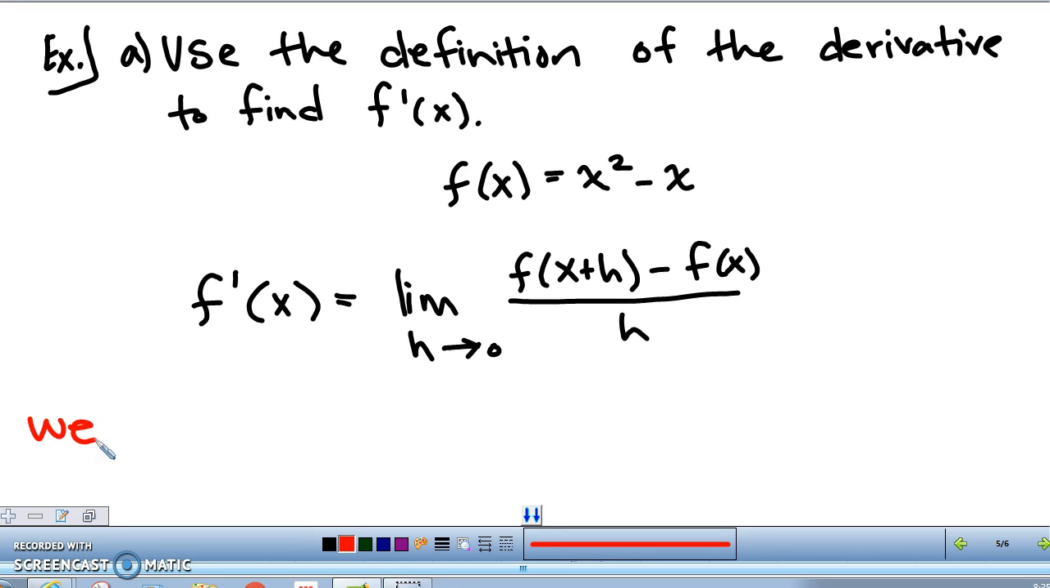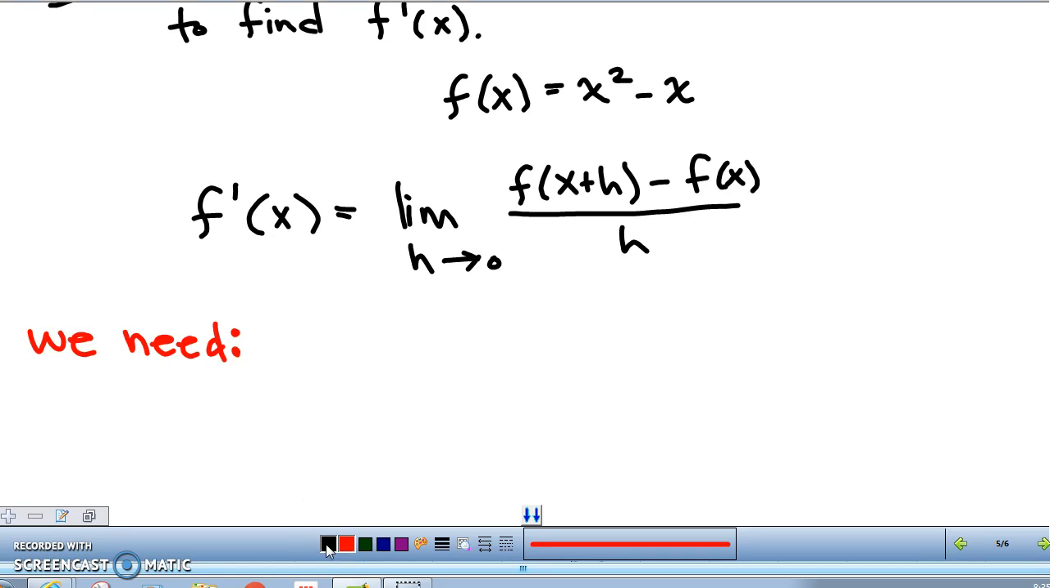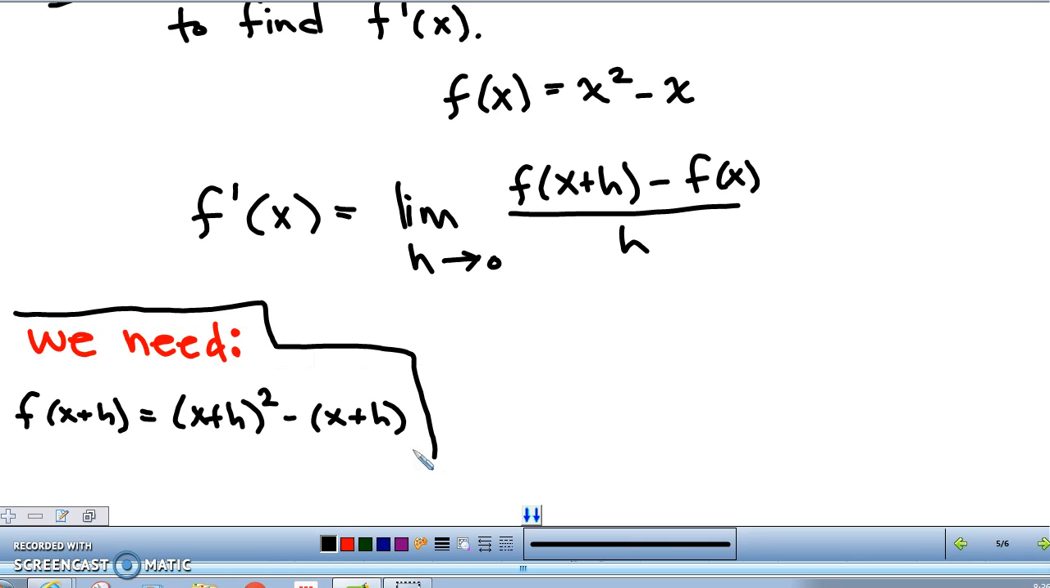Quick reminder that before we do this, we need a couple of things. We're going to need f of x plus h. We are going to figure this out the exact same way we figured it out in 2.4. We're just going to plug this into the function x squared minus x. So x plus h squared minus x plus h. And we already know f of x is just x squared minus x. So I think we have everything that we need to know. Let's continue.